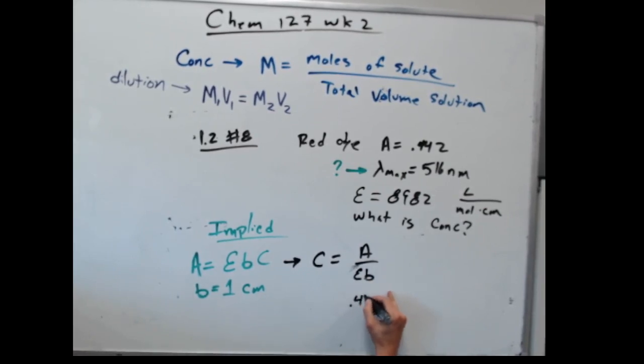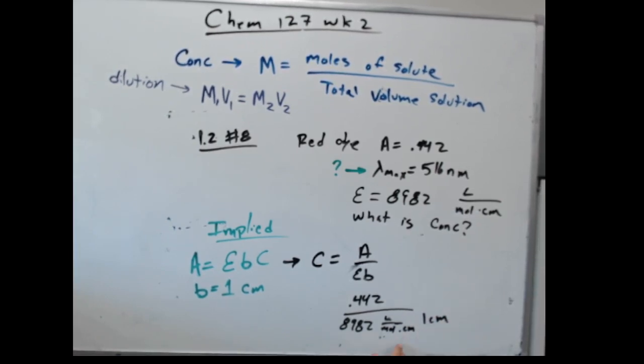My absorbance is 0.442. My epsilon is 8982. My path length is 1. And we can put in the units here as well. This is going to be liters over moles centimeters. This is going to be 1 centimeter. So notice my centimeters cancel out, and I've got 1 over concentration. That's just going to give me moles per liter concentration. Now I plug in my numbers. Mathematically, this is really easy. It's just 0.442 divided by 8982.